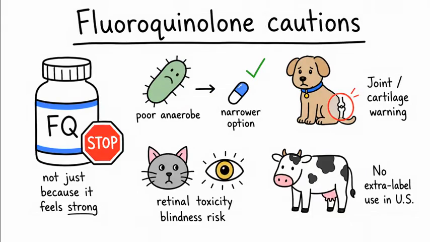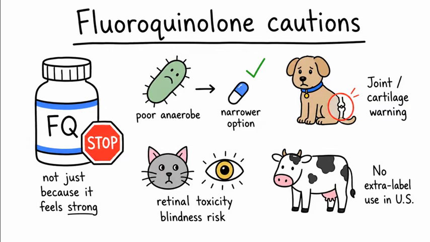The key with fluoroquinolones is stewardship. They are important drugs, and they should not be used just because they feel strong. They are not reliable anaerobic drugs, and they should not be used when a narrower, safer option would work. In young growing animals, cartilage effects are a concern. In cats, enrofloxacin is especially associated with retinal toxicity and possible blindness, so feline fluoroquinolone choice and dosing require caution. In food-producing animals, extra-label use of fluoroquinolones is prohibited in the United States, so you must know the law, not just the pharmacology.